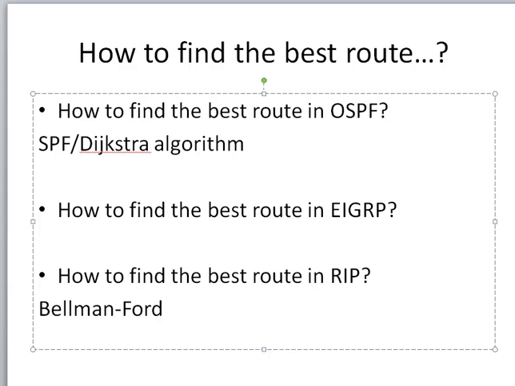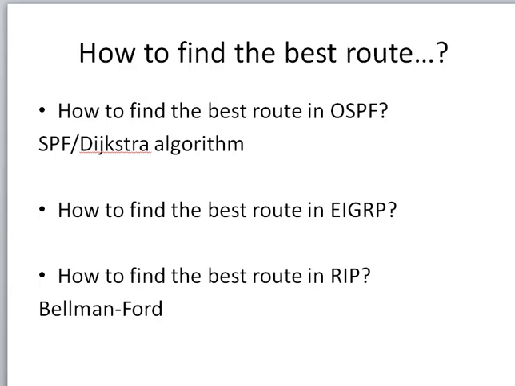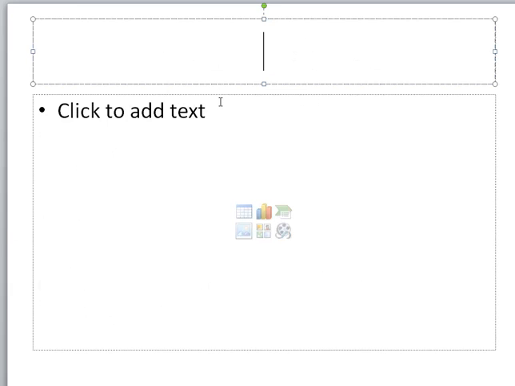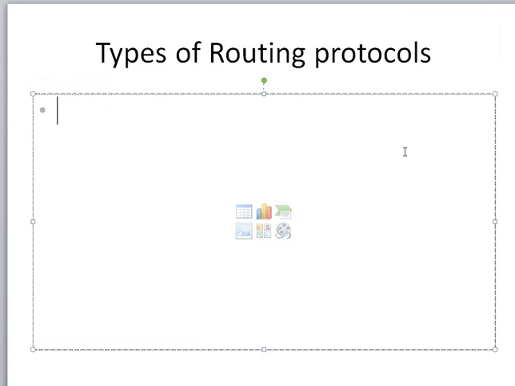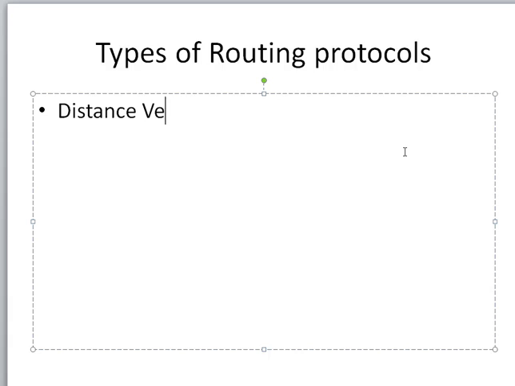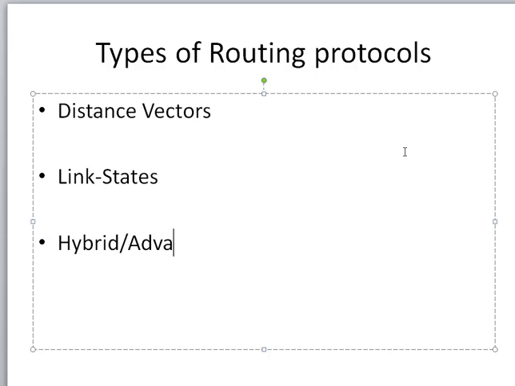All right, Sharmita. Yeah, Sharmita. Distance vector is actually the type. So if I jump into types of routing protocols, you have your distance vectors, you have your link states, and you have your hybrid, or advanced distance vector.